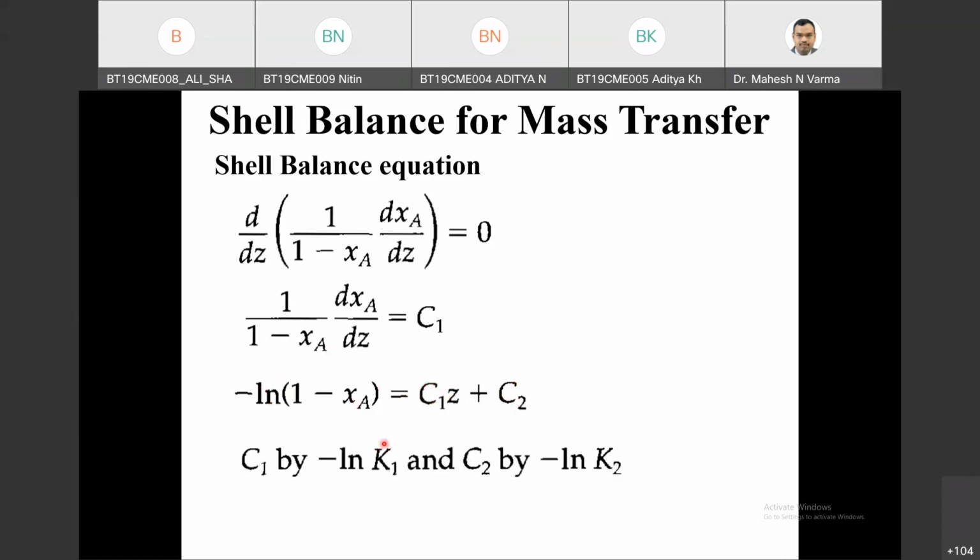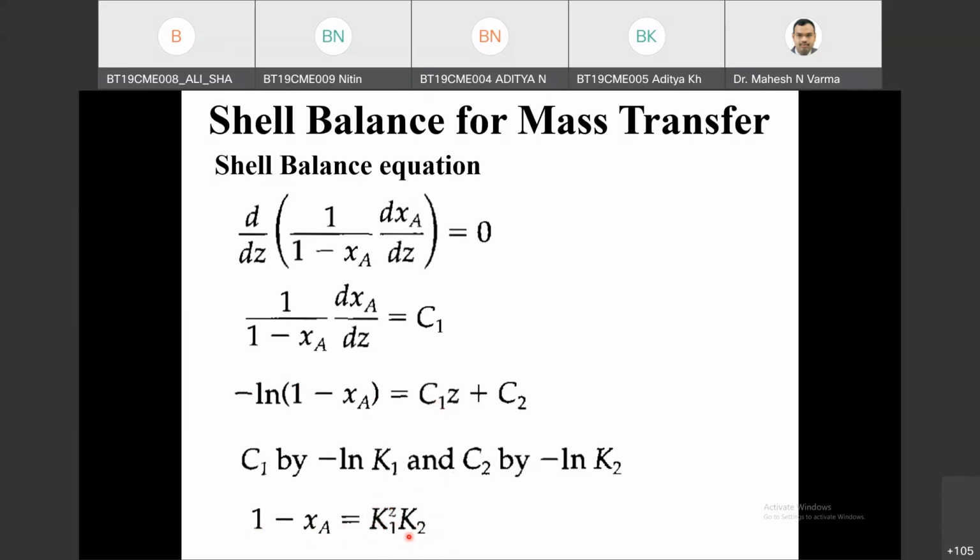For that, assuming c1 equals to minus ln k1 and c2 equals to minus ln k2. K1 and K2 are also constants, so ln K1 and ln K2 will also be constants. Why is this done? Just to eliminate the logarithmic term in the equation, so that you can get a unique solution. So substituting this, you will get 1 minus xA equals to K1 raised to Z.